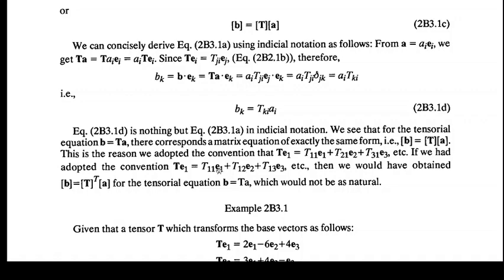but if we adopt it like this, then we have this form: matrix B is equal to the transpose of matrix T into A for the tensorial equation b is equal to Ta, which would not be as natural. This would also be true but not natural, because here we have b is equal to Ta and the matrix form is matrix B equal to T matrix and A matrix. But if we are using this convention, then we will have matrix B is equal to the transpose of T and A.